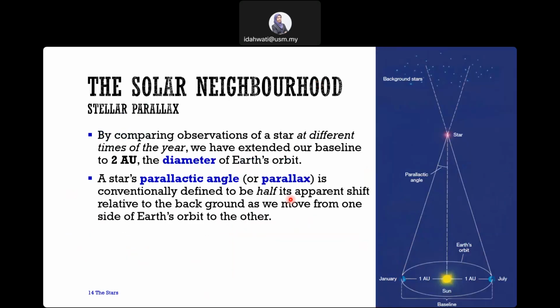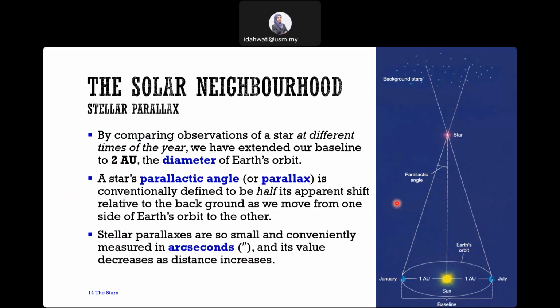Next. By comparing the observation of a star at different times of the year, we have extended our baseline to 2 AU, the diameter of the Earth's orbit. The image here, on the right side, is the diagram that shows how astronomers use the parallax to measure the distance to stars.